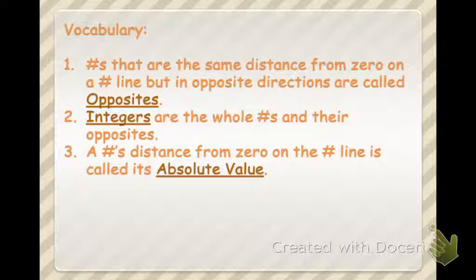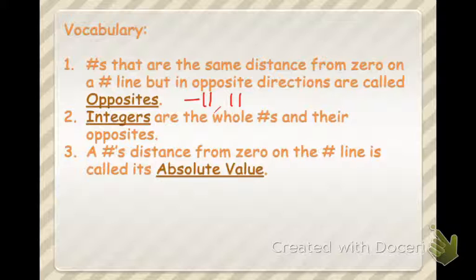Number one, numbers that are the same distance from zero on a number line but in opposite directions are called opposites. Like negative 11 and 11, they are opposites of each other. Then you have integers. Integers are the whole numbers and their opposites. So again, these examples are integers.